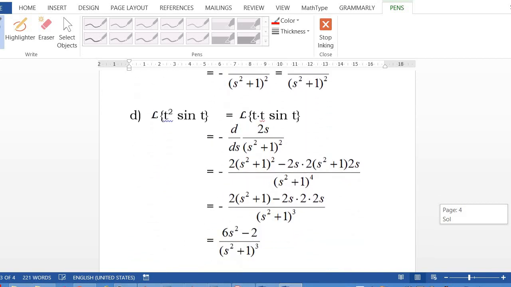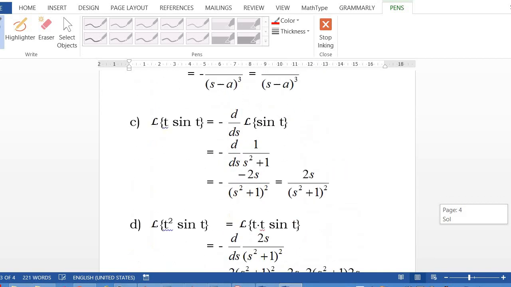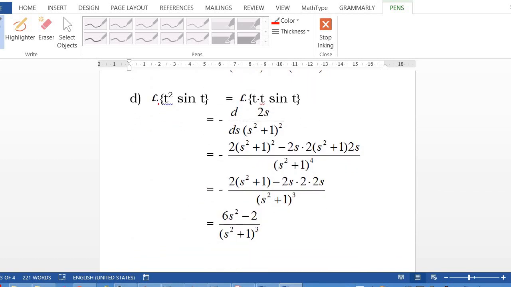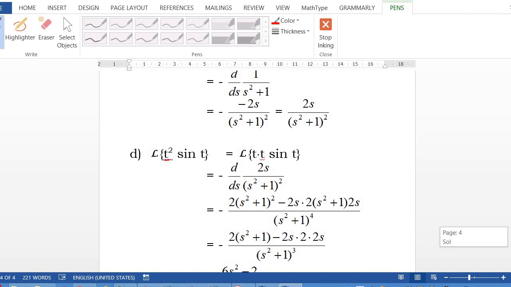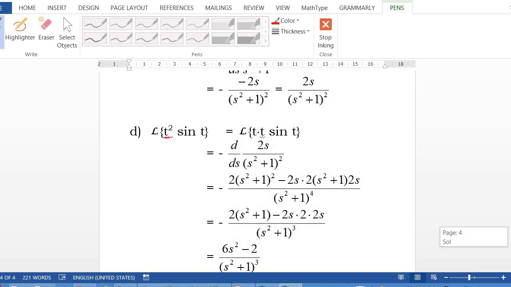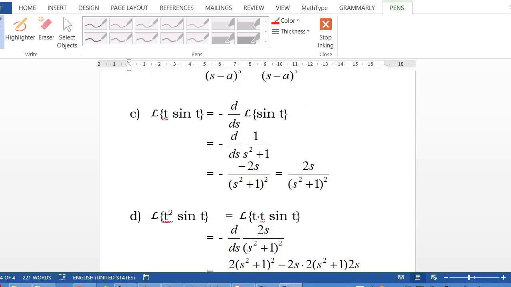Okay, then let's look at the last one, D. Question C, I think you can try it yourself. The Laplace transform for t squared sin t. Let's do it from question C first, the Laplace transform for t sin t. This is actually differentiating two times. For the first time, the Laplace transform for t sin t is negative d/ds of the Laplace transform for sin t, which is 1 over s squared plus 1.